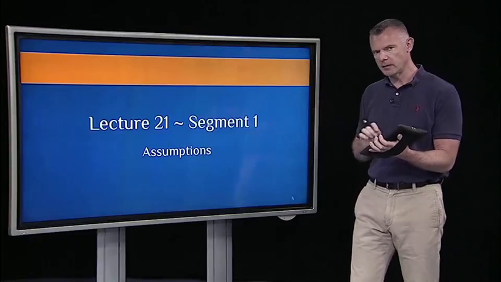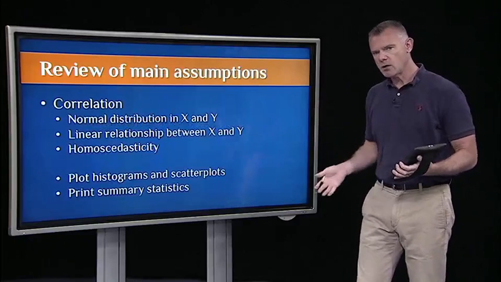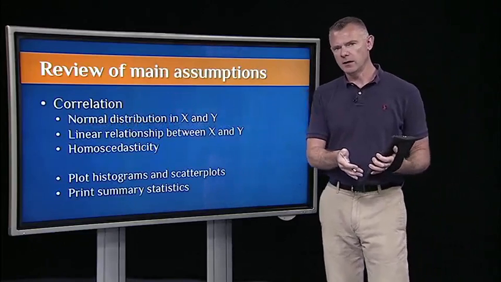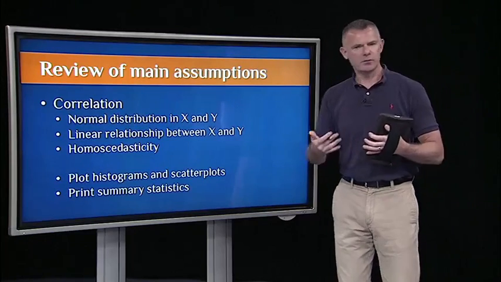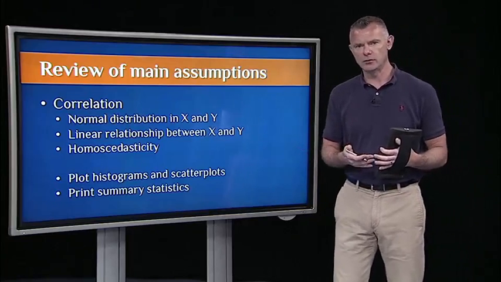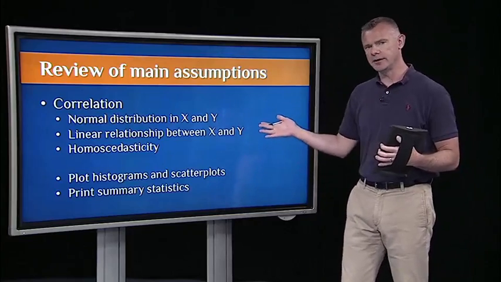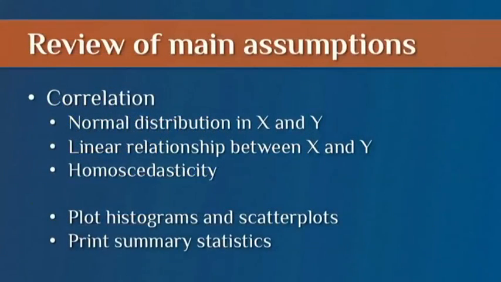So let's talk about some of the main assumptions in this first segment. Let's go all the way back to the beginning of the semester. At first we talked about different kinds of research methods, then we talked about how to do basic descriptive statistics, and then we got into correlation. And once we started doing correlational analyses, it's where assumptions started to play a role.